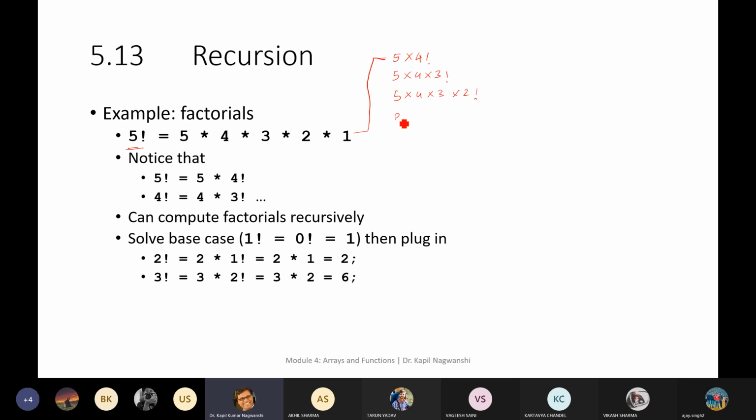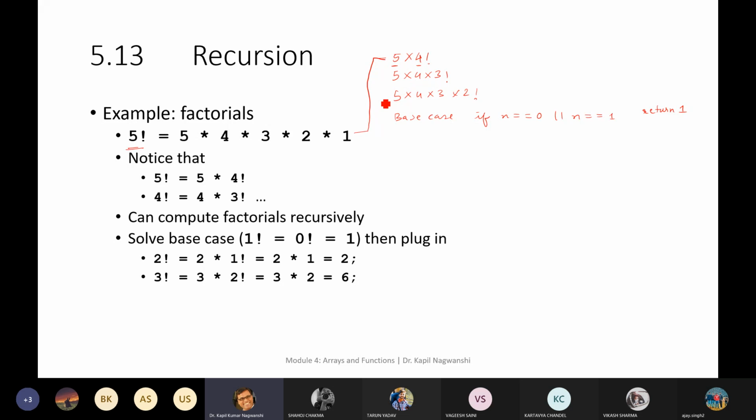What is the base case? The base case is if n equals 0 or n equals 1, it will return 1. So are you able to get me? Is it clear to you? Okay. So this is our base case, and this is n multiplied by n minus 1.